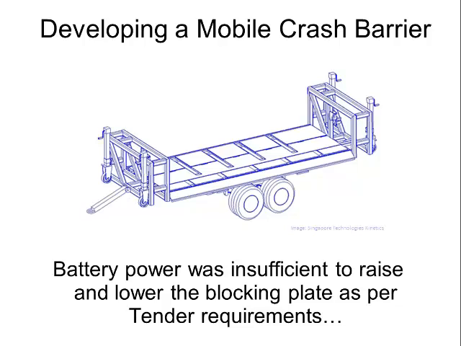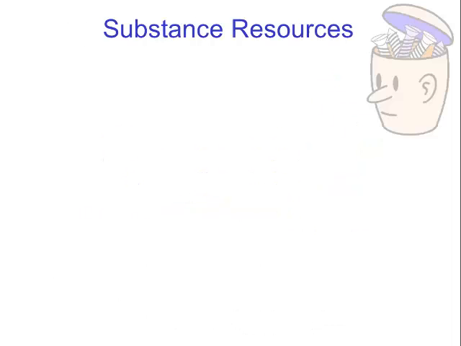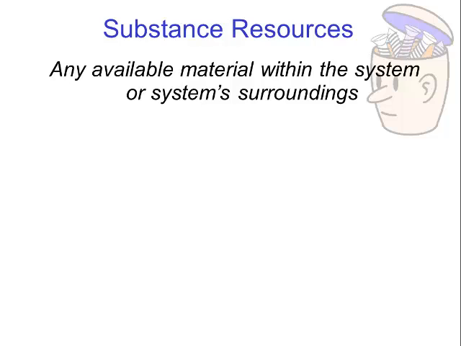Let us see how the heuristic of resources enabled the design team to establish the hidden treasures that delivered additional power to operate the barrier. The first group of hidden treasures is substance resources. These resources cover any available material within the system or system's surrounding.